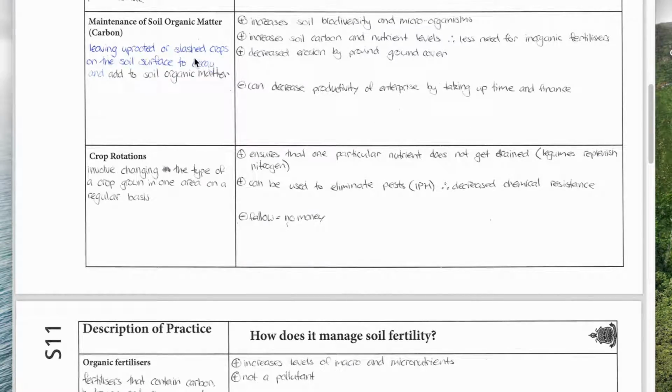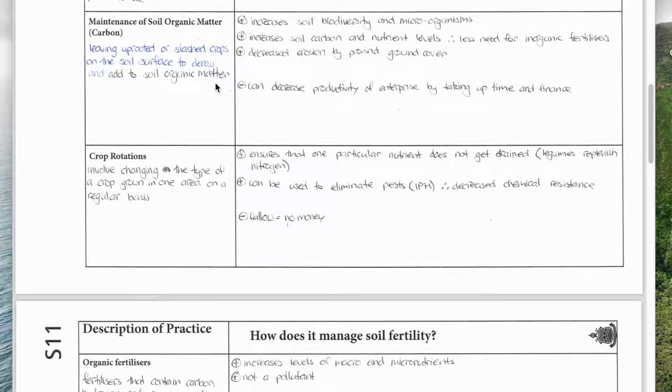The second one, maintenance of soil organic matter. Now remember, soil organic matter is primarily carbon, and also remember, carbon is the main component in living things. So every living thing has carbon in it. And so ways that we can maintain soil organic carbon or increase the soil organic matter is by leaving crops, slash the remains of crops, and leave it on the surface to decay. And once that breaks down, that forms organic matter.